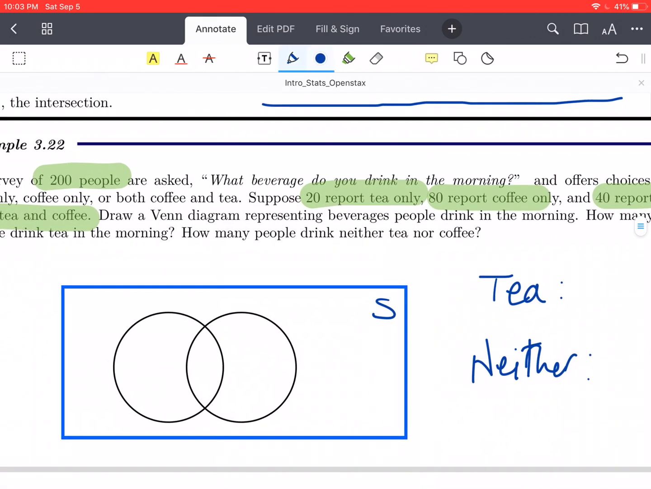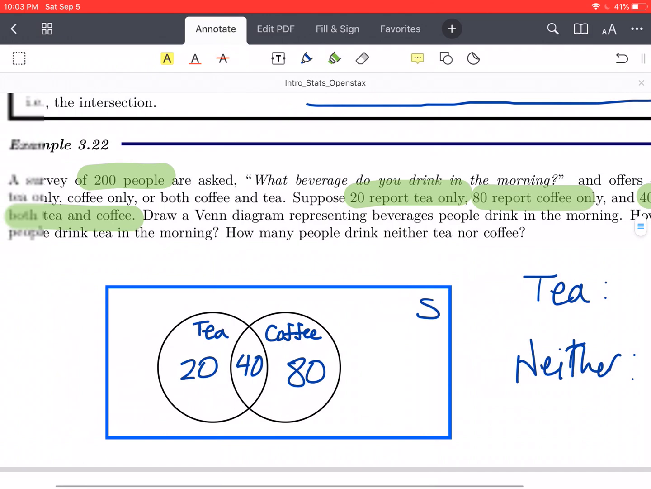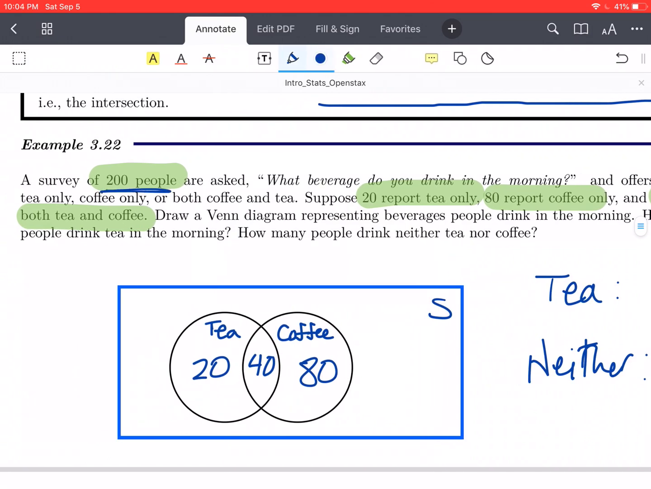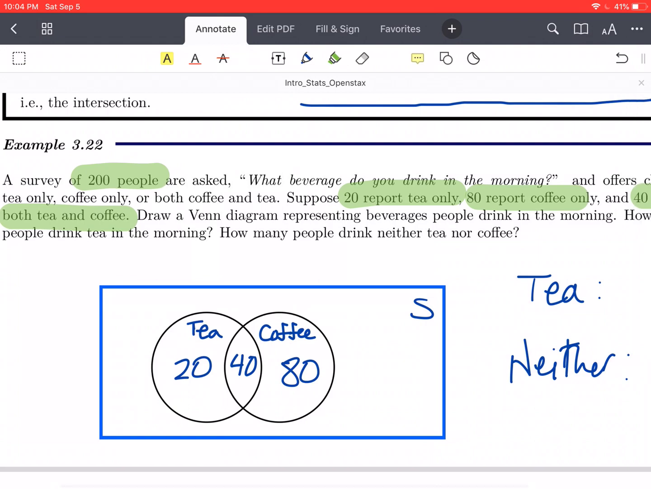So let's go ahead and get these two here. So there's tea, there's coffee. So how many people drink tea only? That would be 20. How many people drink coffee only? That would be 80. The overlap, the ones that drink both tea and coffee, that was 40. And the reason we have this rectangle out here is because we surveyed 200 people, but the people who answered tea or coffee or both only add up, if you count them up, to 140. Which means that there are 60 people who did not select tea, did not select coffee, did not select both tea and coffee.